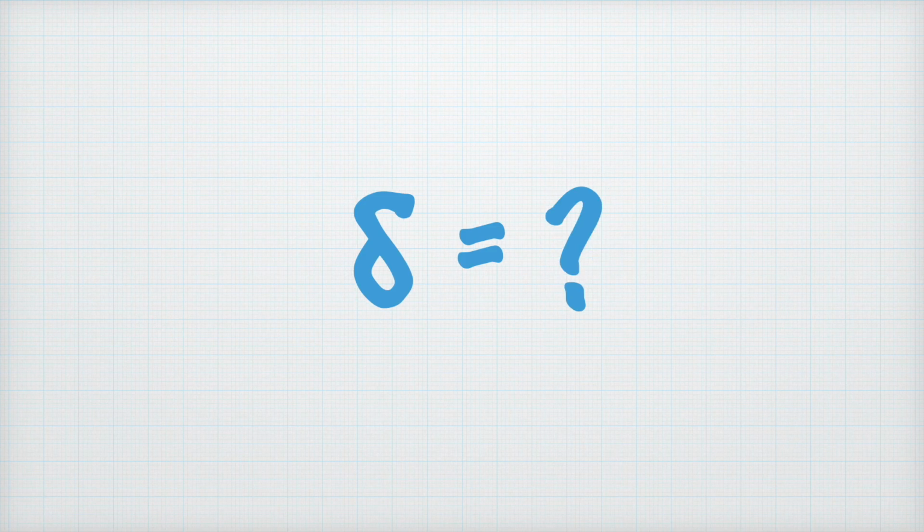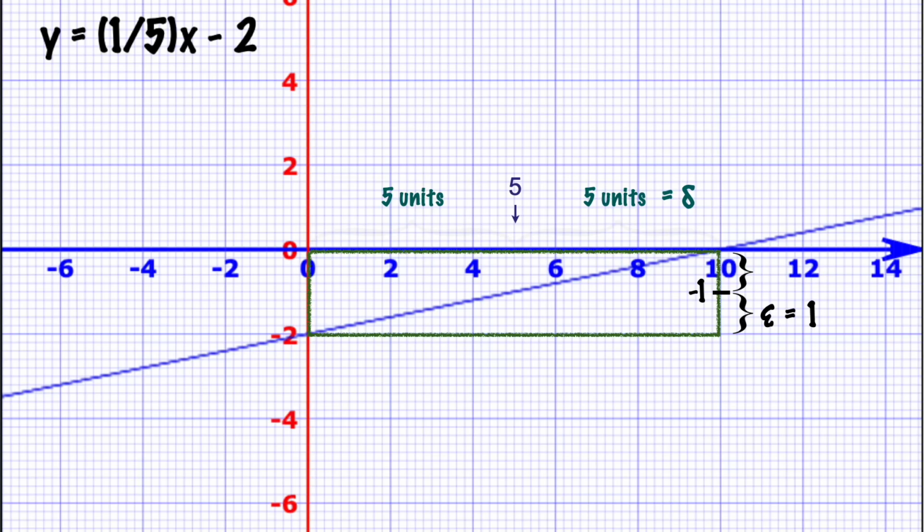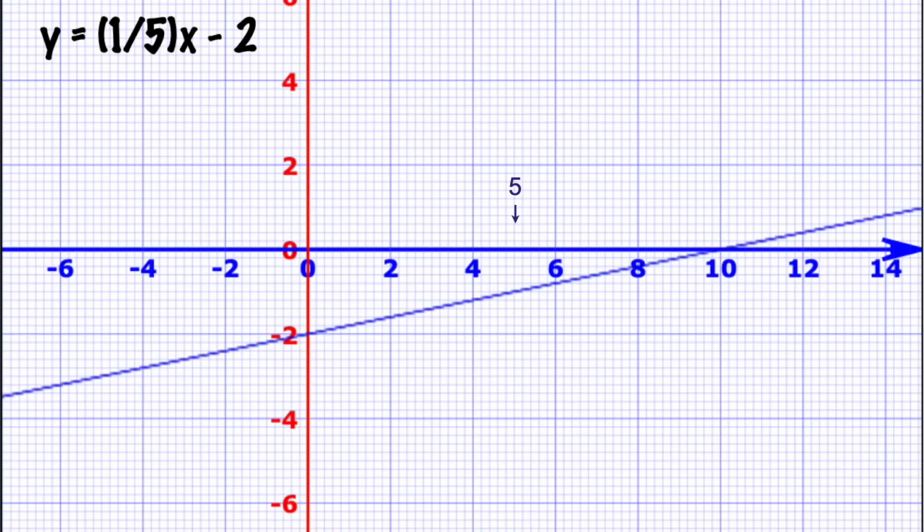Now, delta could have many other values as well. Remember, we just need to show that a delta exists such that if we are within delta of our c value, the function values will be within epsilon of the limit. So for example, we could choose delta equals 3. Let me show you that 3 would also work for delta.